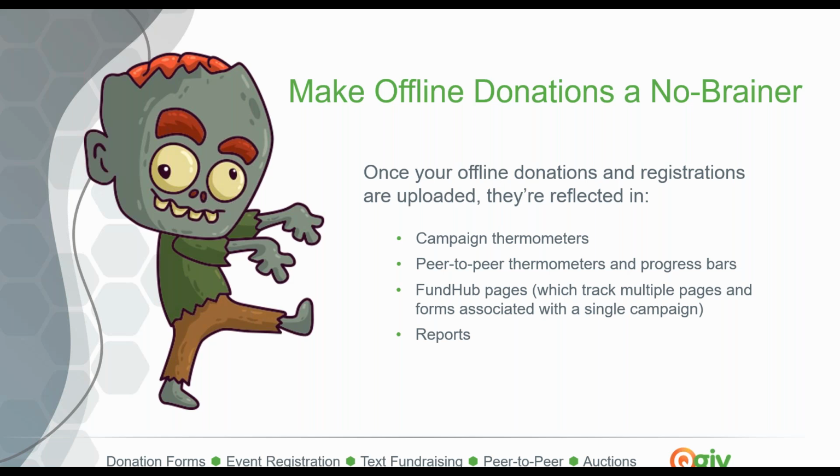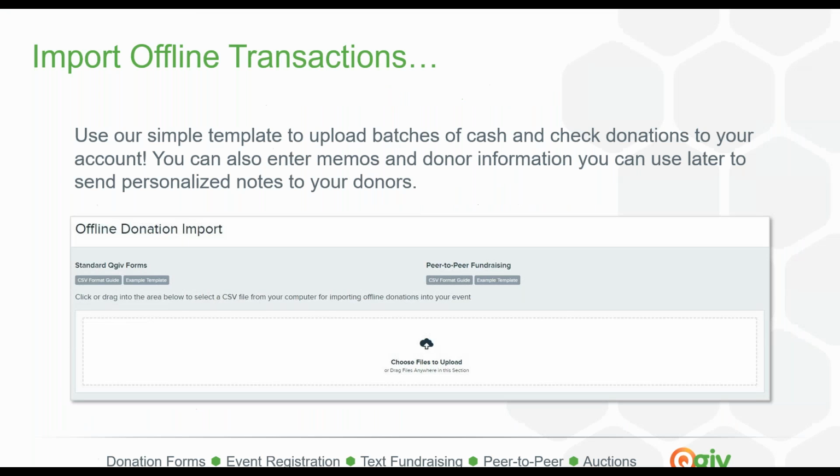Those offline gifts also show up in reports when you process them this way. So if Bill gave you a cash gift and then in April he calls you and asks for a donor summary, his cash gift will appear there as well. This is pretty straightforward, and we have this really handy upload tool.